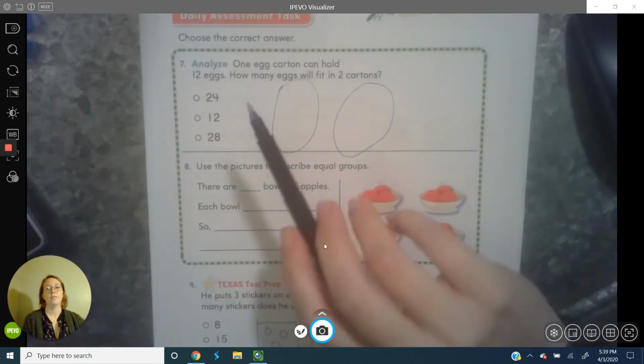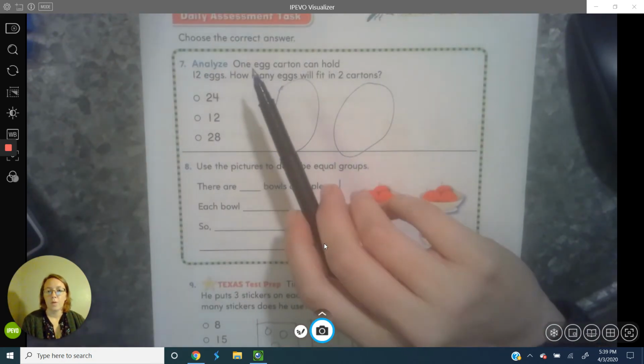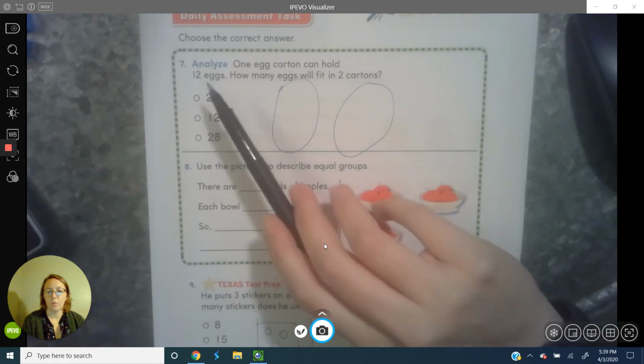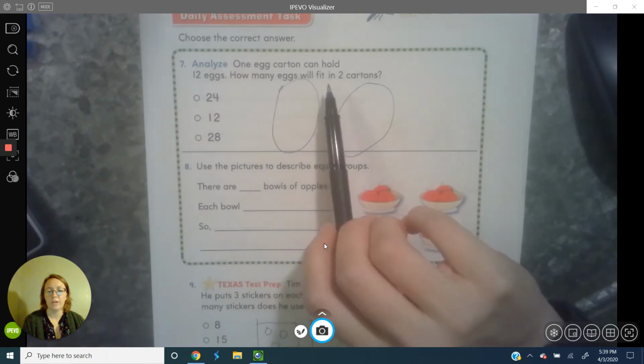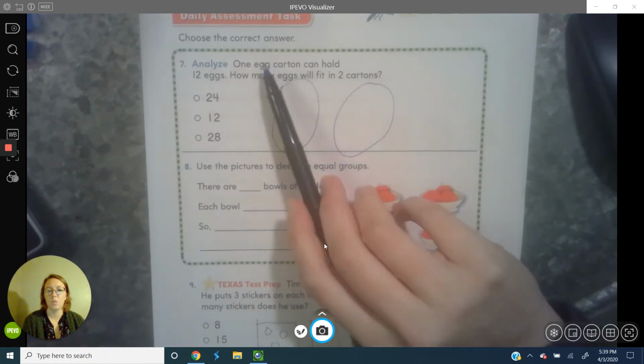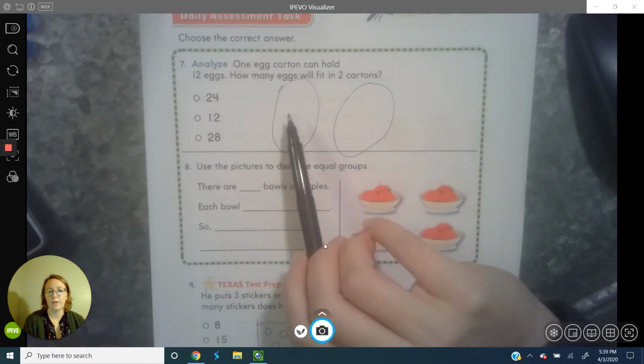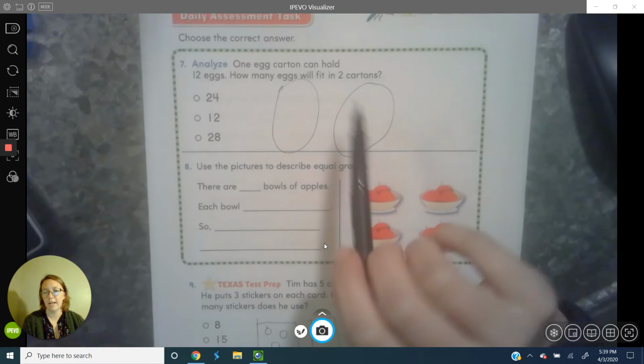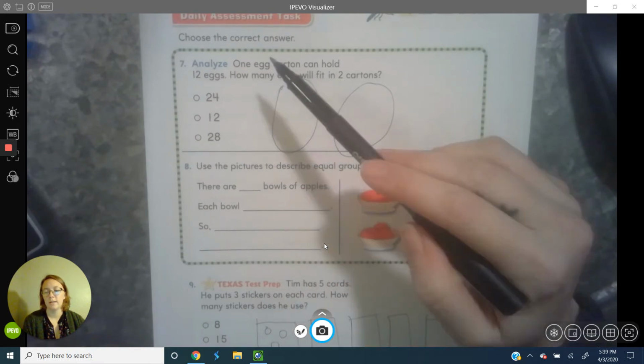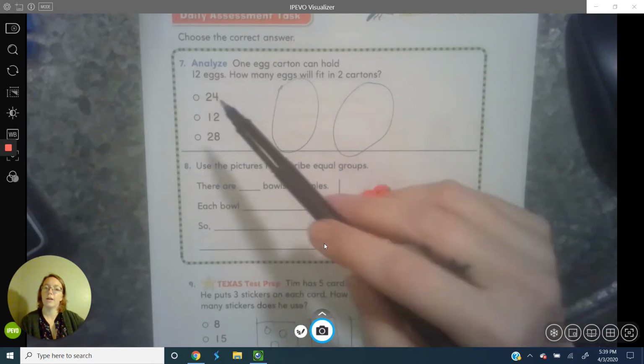Okay, number 7. 1 egg carton can hold 12 eggs. How many eggs will fit in 2 cartons? So I know 1 egg carton holds 12, and they want to know about 2. So I drew my 2 egg cartons, and I haven't drawn in my eggs yet. So you go ahead and fill in your eggs, and then figure out how many eggs in all.